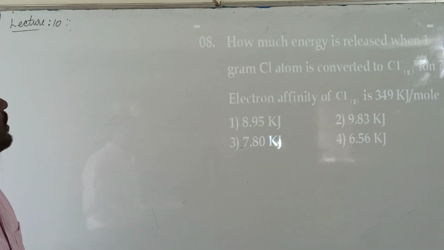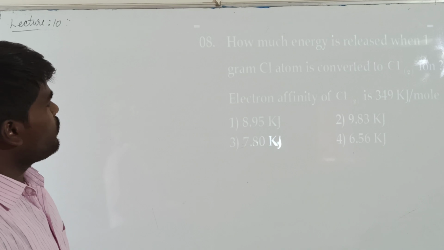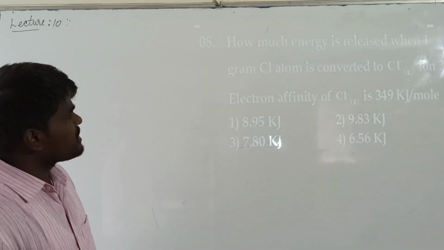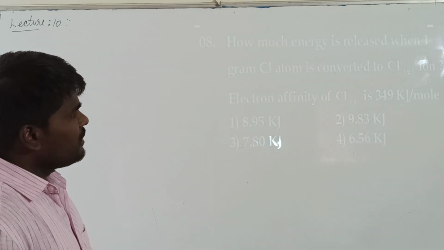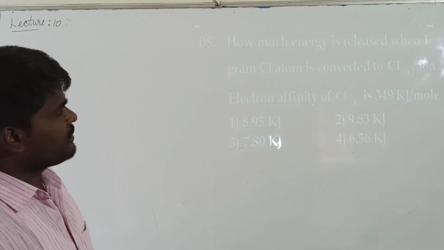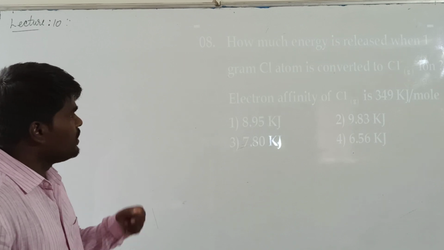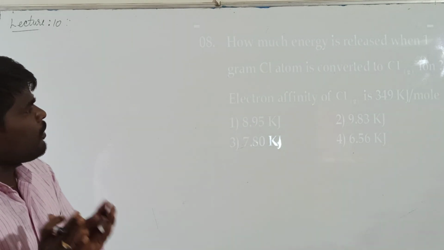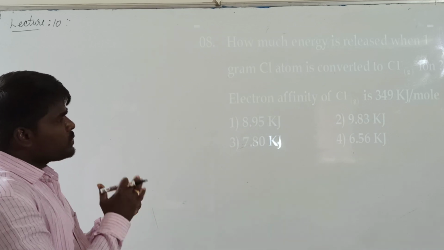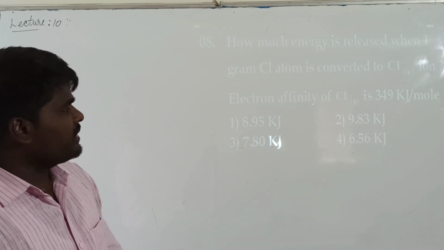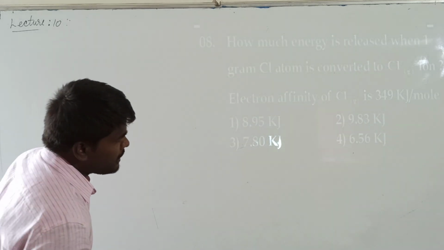Here comes our next question. How much energy is released when 1 gram of chlorine atom is converted into Cl minus? Electron affinity of chlorine is 349 kilojoules per mole. The same set of question. How much energy is released when 1 gram of chlorine atom is converted into Cl minus, and the electron affinity of chlorine gas is 349 kilojoules per mole.